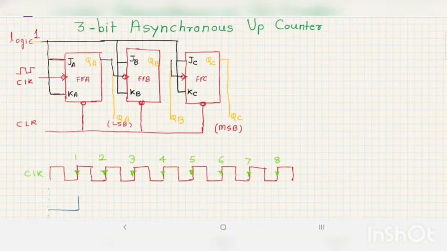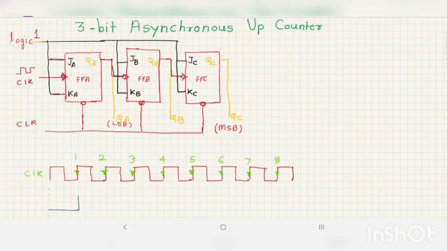And here the first clock signal is applied directly to the flip-flop A, and output of the flip-flop A is given as a clock for the second flip-flop, and output of the second flip-flop is connected to the clock of the third one. Means A, B, C 3 flip-flops are used here.